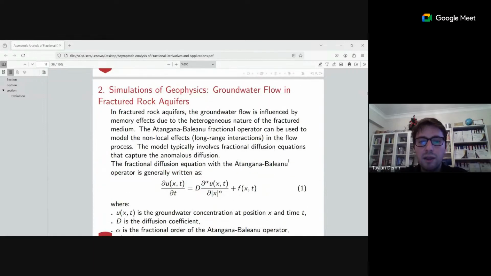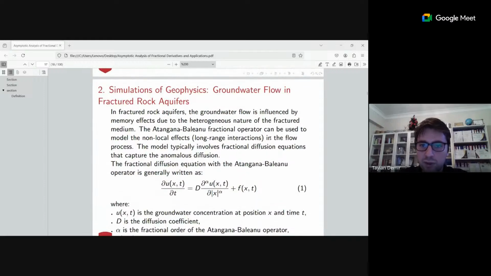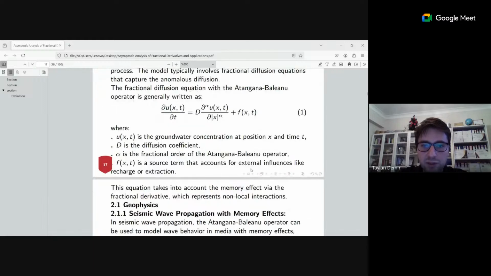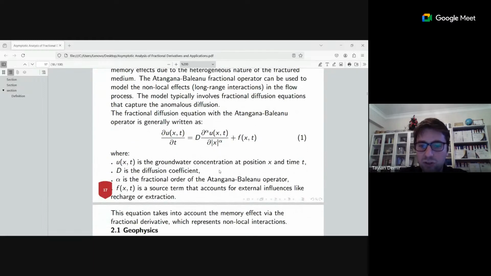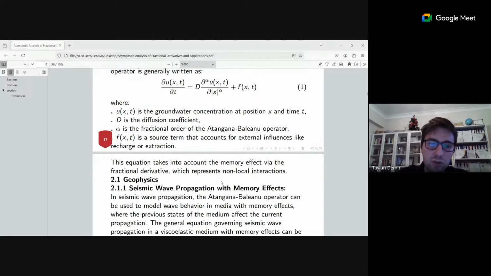And later in this chapter is about simulations of geophysics, groundwater flow in fractured rock aquifers, especially where the Atangana-Baleanu fractional differential equation is used, and the model typically involves fractional diffusion equations that capture anomalous diffusion. So we adapted this concept to groundwater flow in fractured rock aquifers. We know that the U function is the groundwater concentration at position x and time t, and this is the diffusion coefficient. Alpha is the fractional order of the Atangana-Baleanu operator, and alpha is between 0 and 1. And the f function is a source term that accounts for external influences like recharge or extraction.